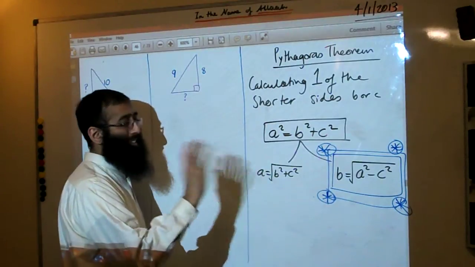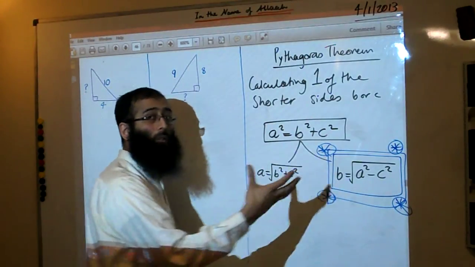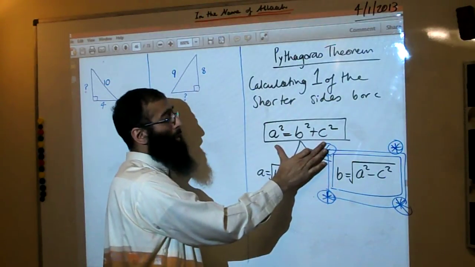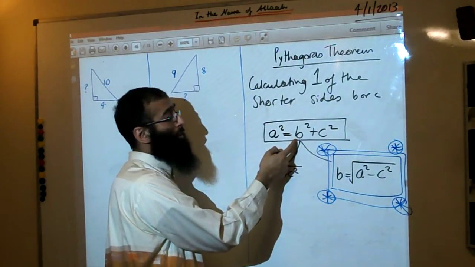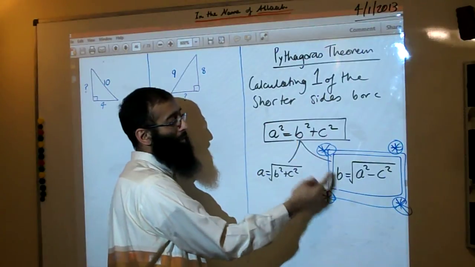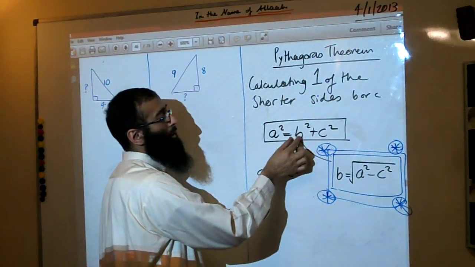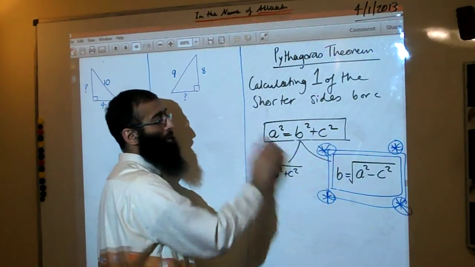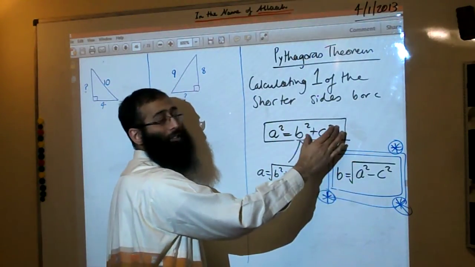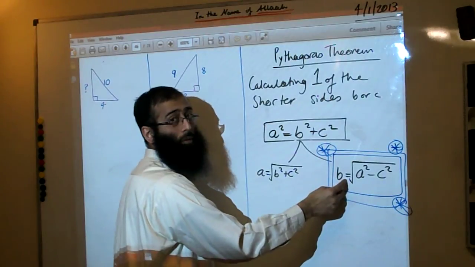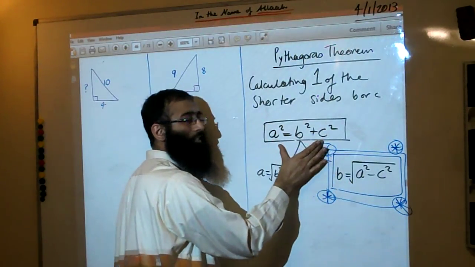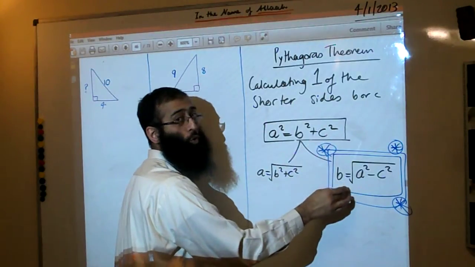I want to concentrate in this video on when we're working out one of the shorter sides. So we have to use the variation of this original formula, where we work out, for example, one of the short sides, b. We have b squared plus c squared, so the opposite of adding c squared is minus c squared. We move the last action first, then the opposite of squaring is square root. That's where this formula came from. It's basically a rearrangement of the original one to work out one of the shorter sides.